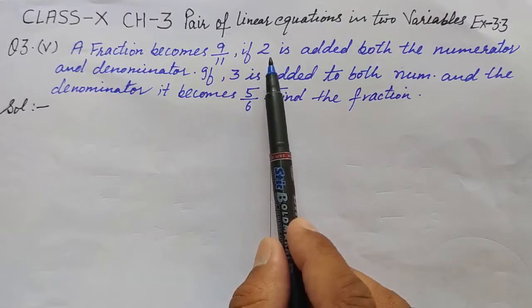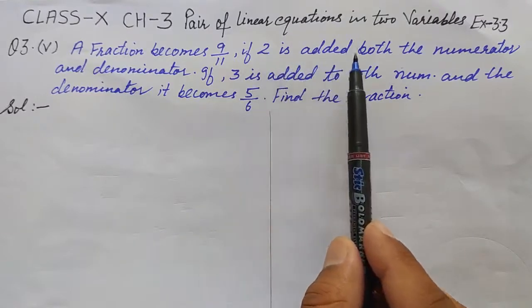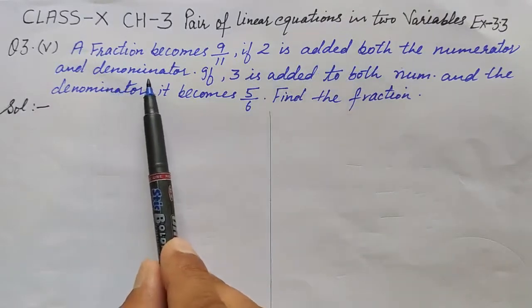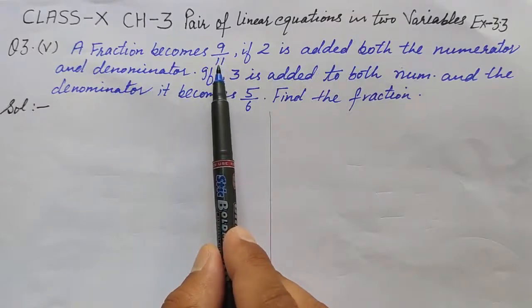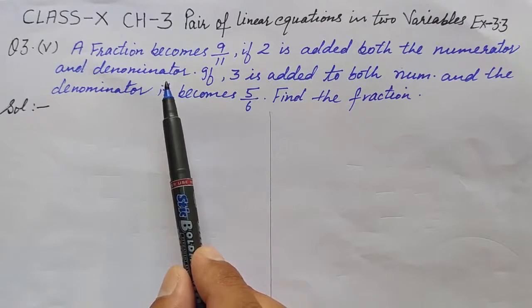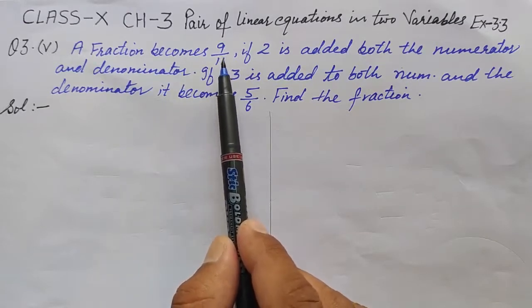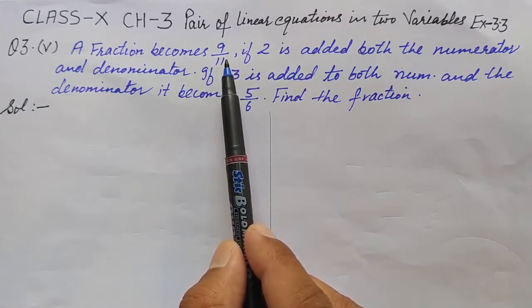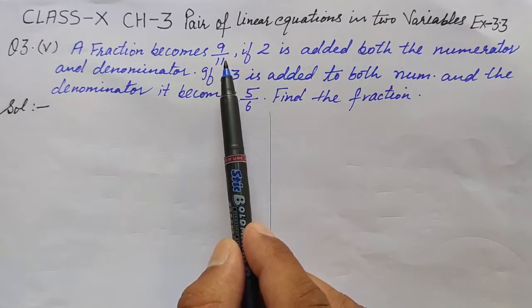So the first condition is, if 2 is added to both the numerator and denominator, it becomes 9 over 11. It means if I add 2 to the numerator, it becomes x plus 2, and 2 to the denominator also, it becomes y plus 2. So the fraction will be x plus 2 over y plus 2, which is equal to 9 over 11 according to the question. So this will be our first linear equation.